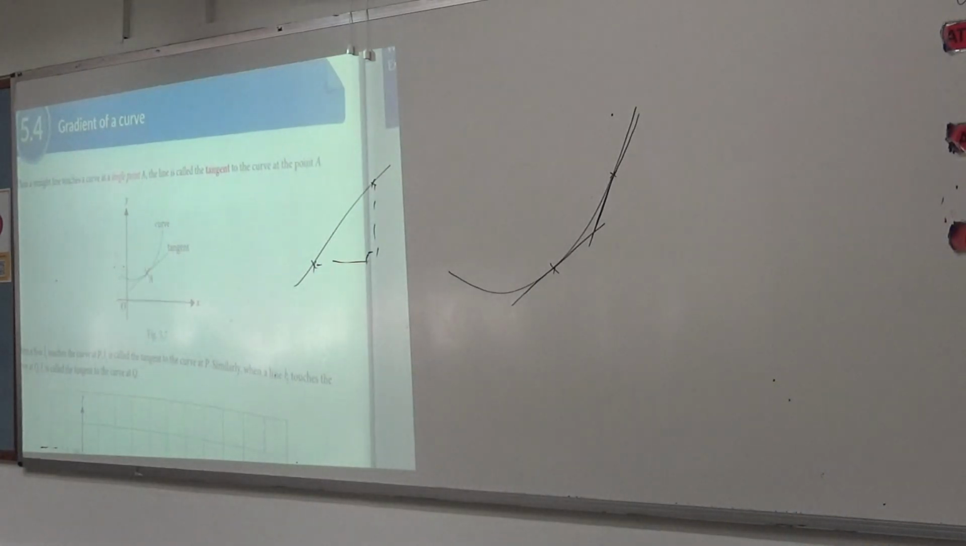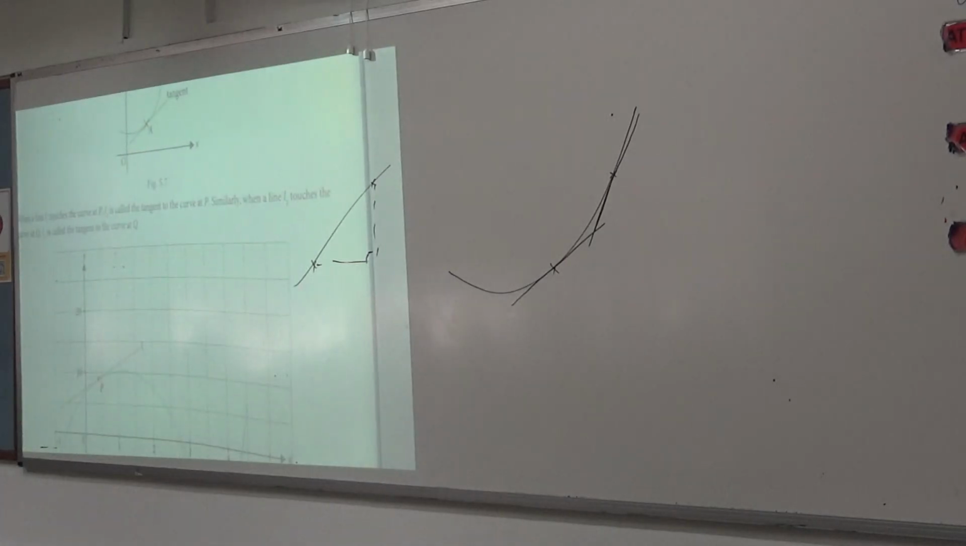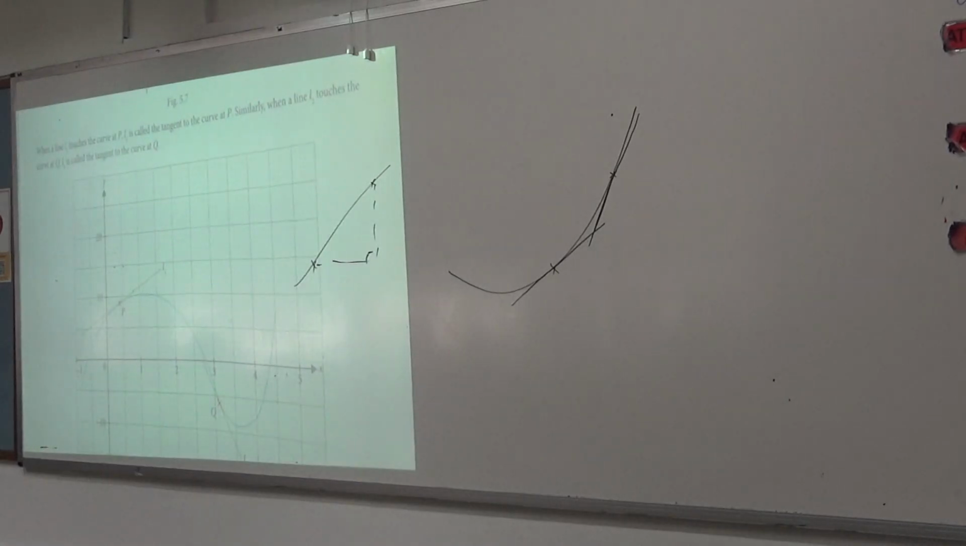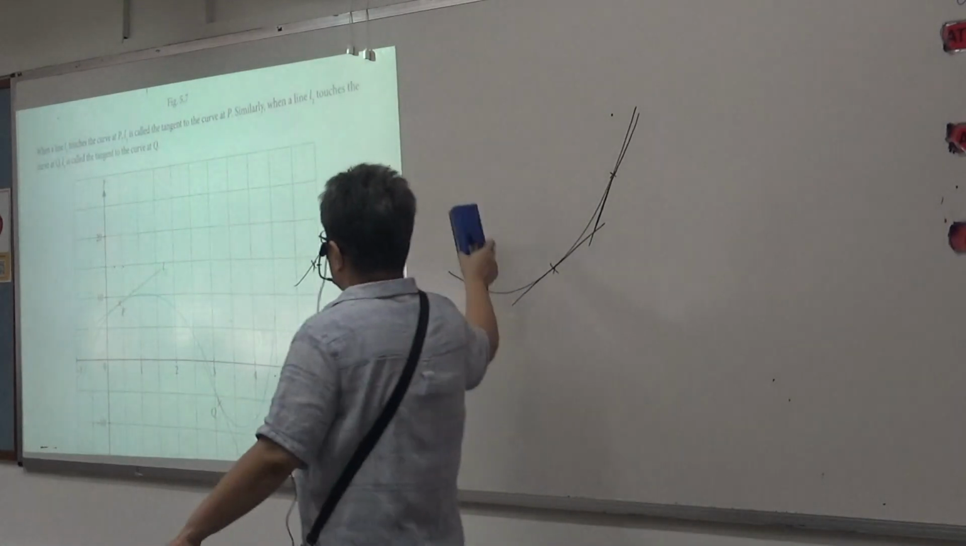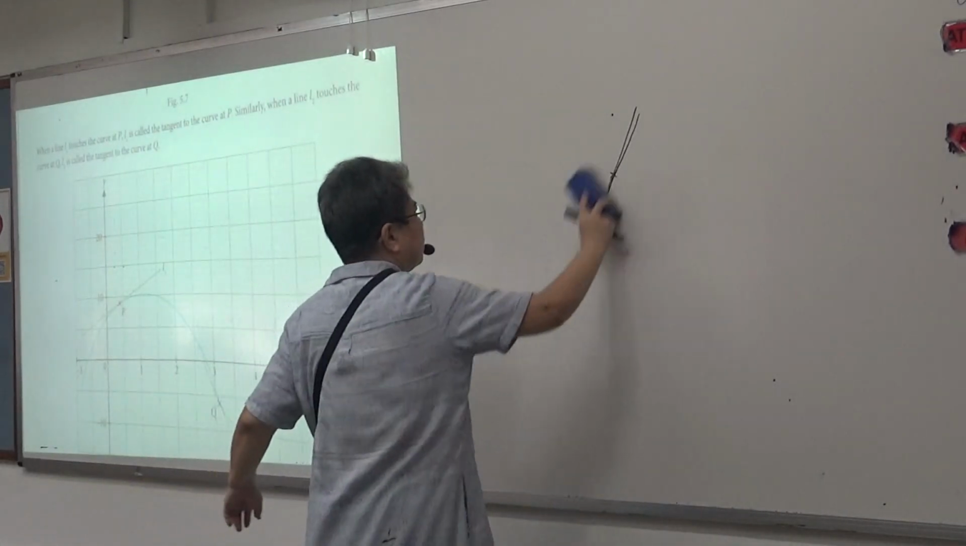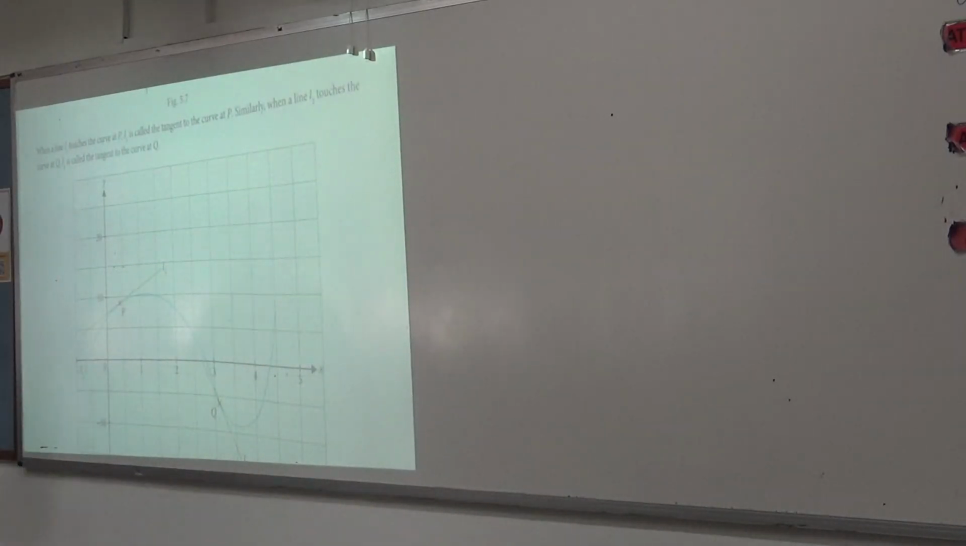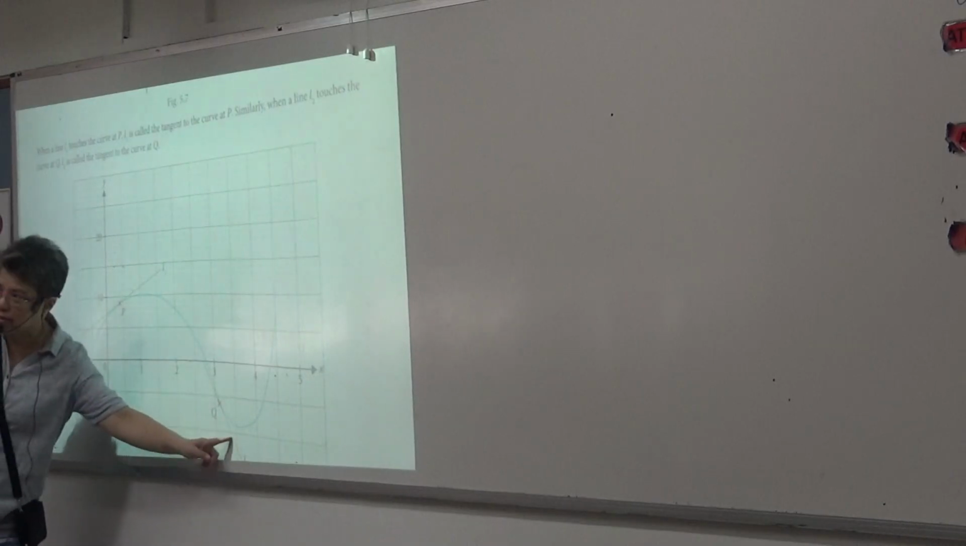Now, then there's one more thing that I need to stress. Can you look below? All of you, look below. What are they talking about right here? Okay, all of you look up. When a line L1 touches the curve at P, L1 is called the tangent to the curve at P. Can you see here? Okay, this is the tangent. Now, similarly, when a line L2 touches the curve at Q, L2 is called the tangent of the curve at Q. Can you see this line here?